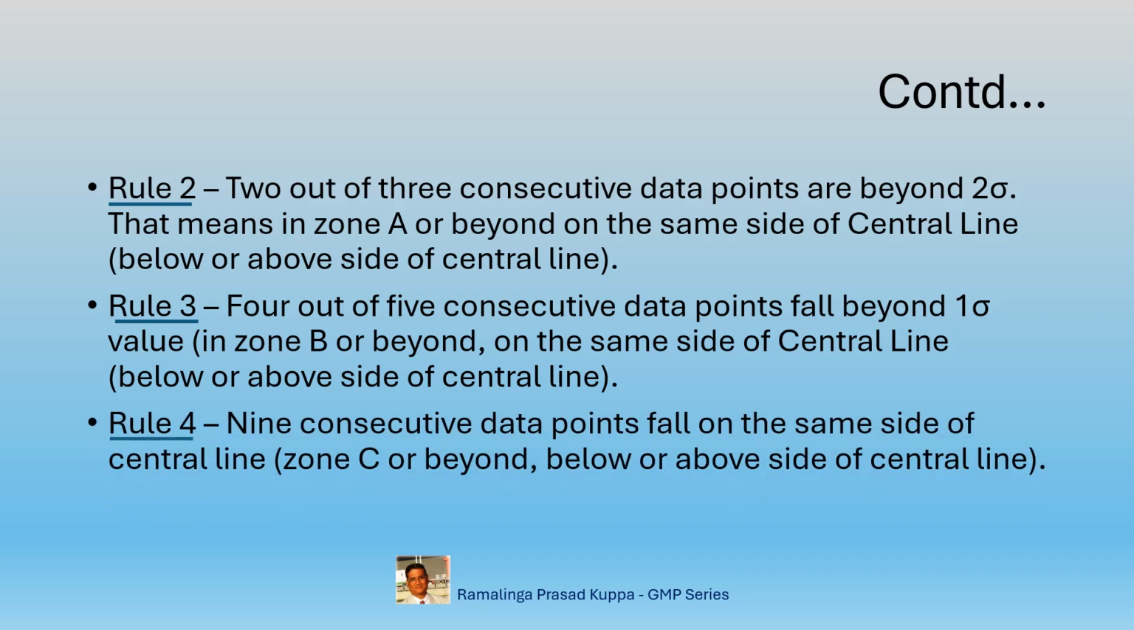Rule 4 is 9 consecutive data points fall on the same side of the central line, that is zone C or beyond, below or above the central line. These are the remaining rules 2, 3 and 4. The examples for these rules are also given in the coming up slides.